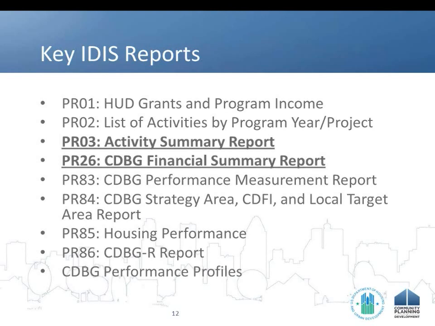Some relatively newer reports are the PR83 and 84, which track some of the additional performance measures. We'll take a look at those. PR85 is a performance measure report specifically on housing activities. PR86 is a report for CDBG-R activities. And then there's actually something called the CDBG Performance Profile, which is available outside of IDIS if you just go to the CDBG website. Something very similar is also in two new reports, the PR51 and 54. So we'll be taking a look at those as well.